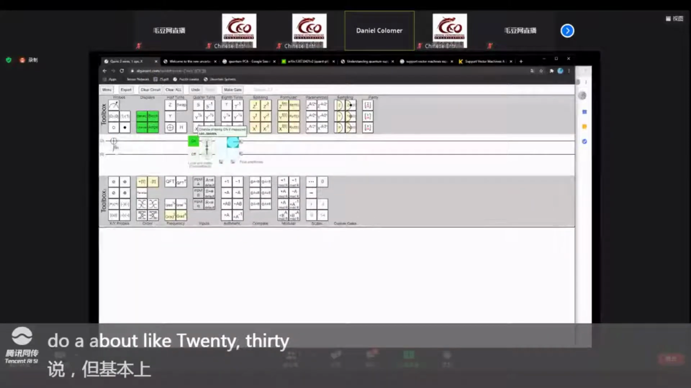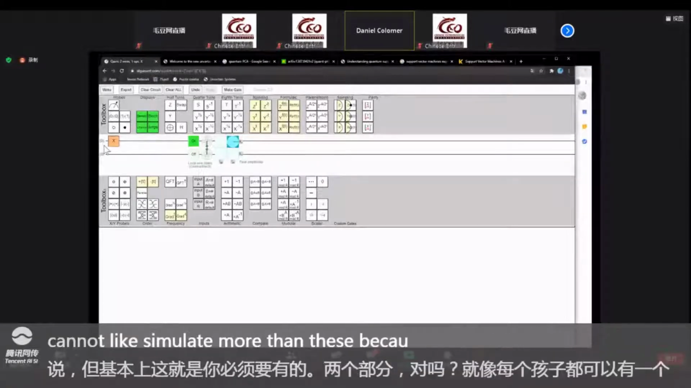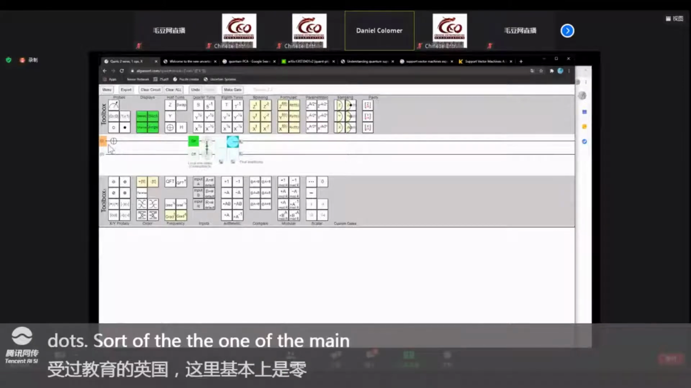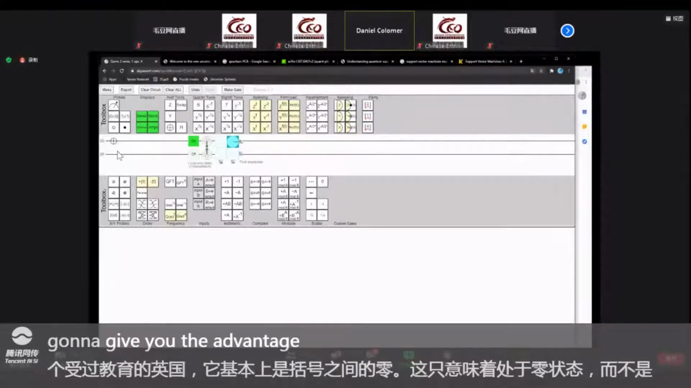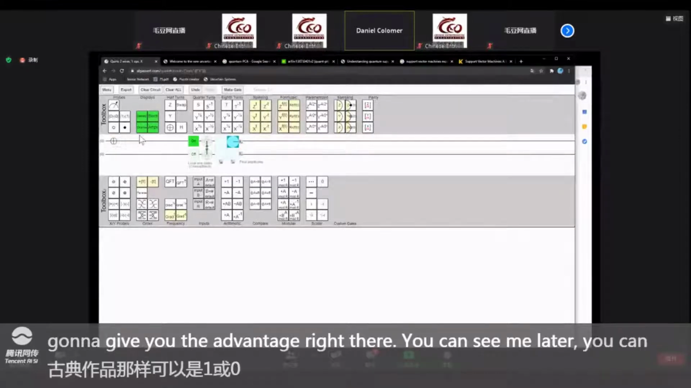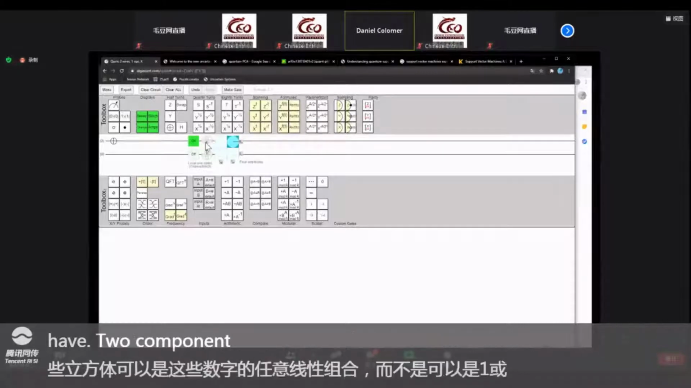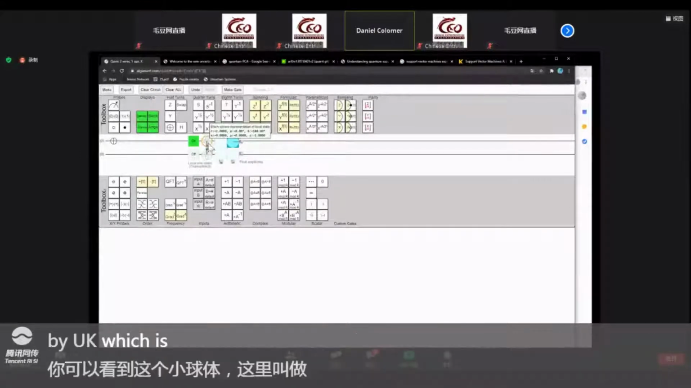Each qubit is represented by a ket, which is basically this 0 here in between brackets. This just means it's in the state 0, but instead of being like a classical bit that can be a 1 or a 0, this qubit can be in any linear combination of those numbers, right? And you can see this little sphere in here. It's called the Bloch sphere. It's a way to represent the state of a single qubit.